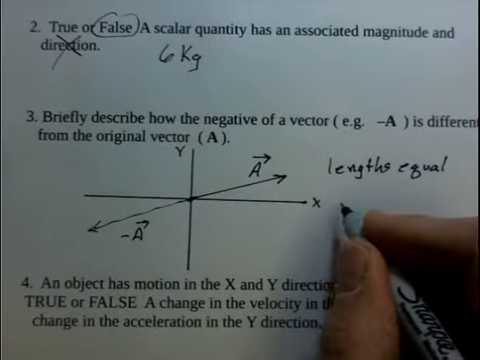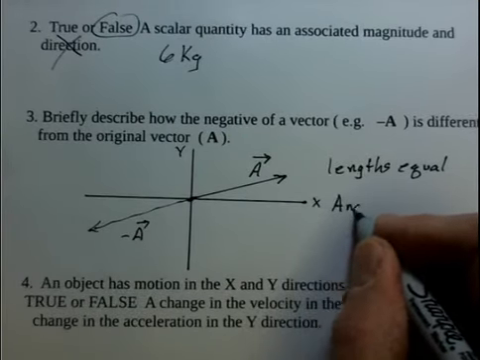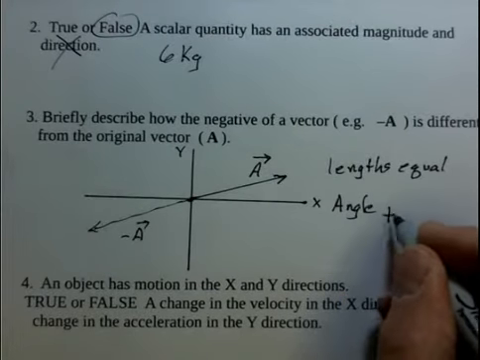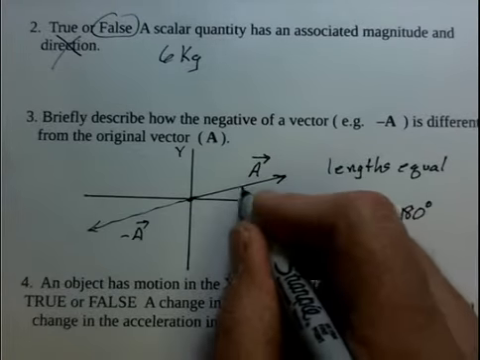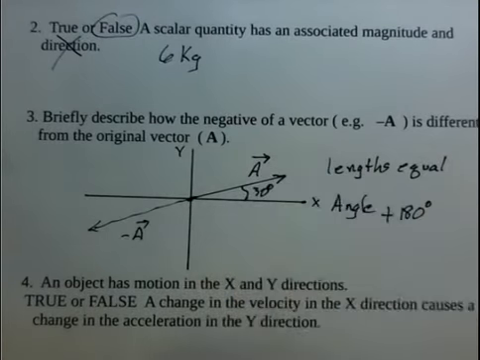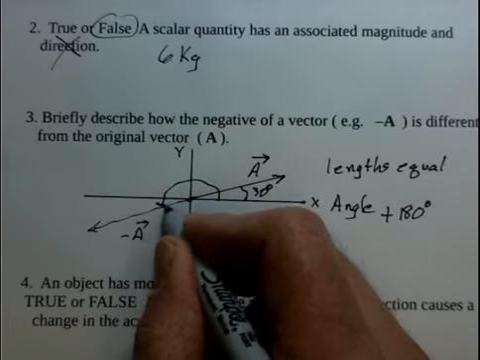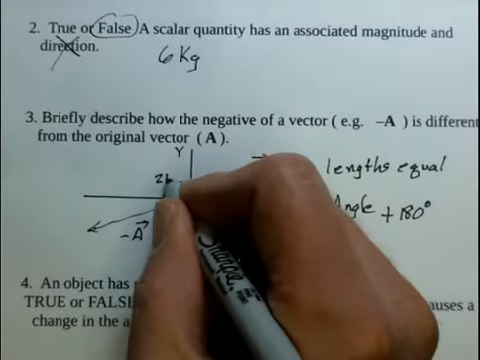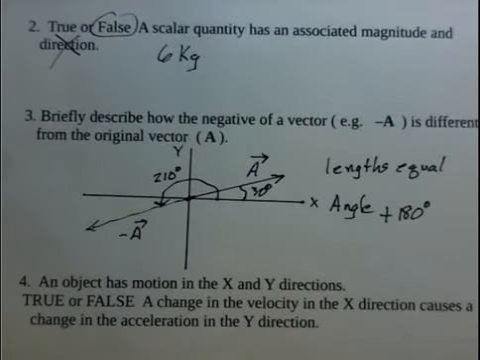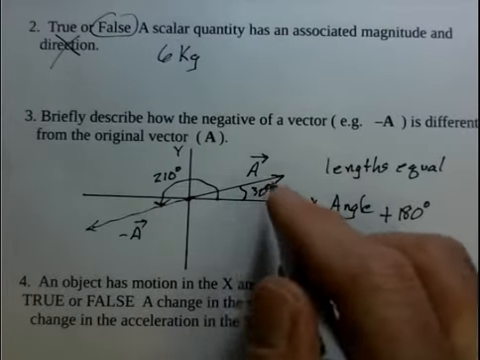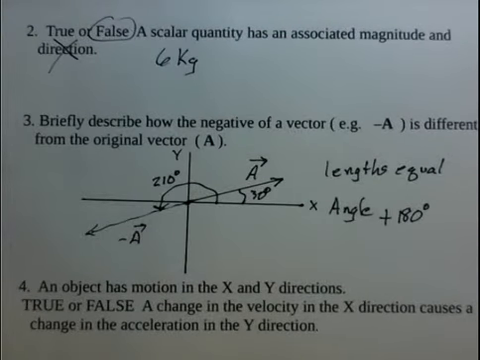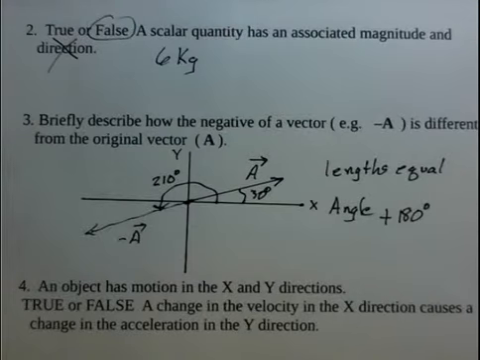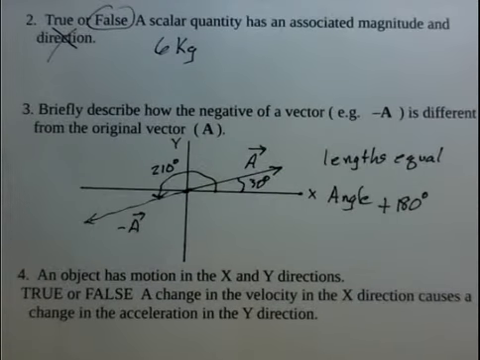The angle for minus A, I just add 180 degrees to the angle of A. So let's suppose this is 30 degrees. The angle for minus A from the x-axis would be 210 degrees. So the angle of minus A is 180 degrees larger than the angle of A. And if you go past 360, you'll have to adjust that, subtract 360. Or you can say it's opposite. The direction is opposite. But that's the vector minus A.